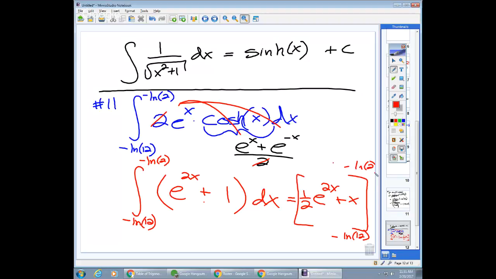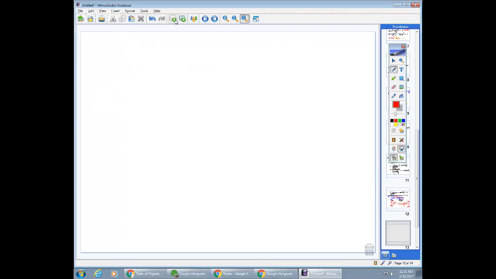And that's where just a little bit of fun comes in. We played around with this idea last class. So new page. I'm going to get, let's go back to blue maybe, e to the 2 times the negative natural log of 12 plus the negative natural log of 12. Oh, no, wait, what was the upper bound? I'm sorry, 2.